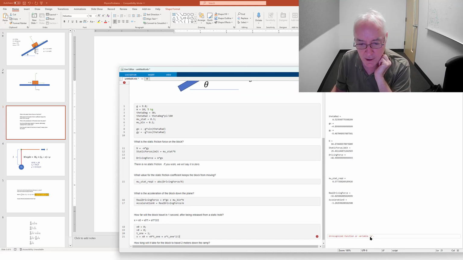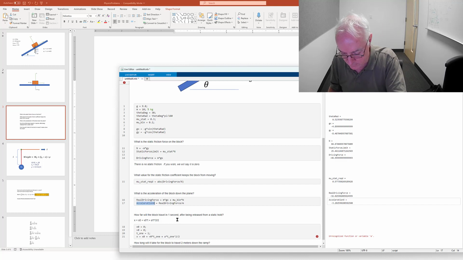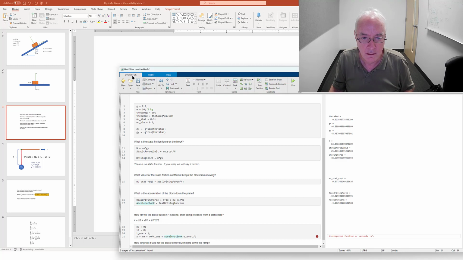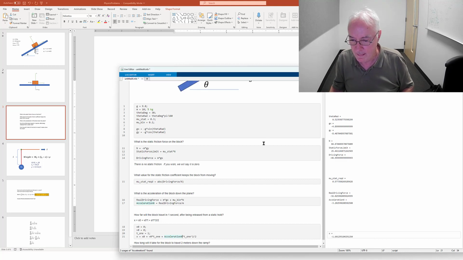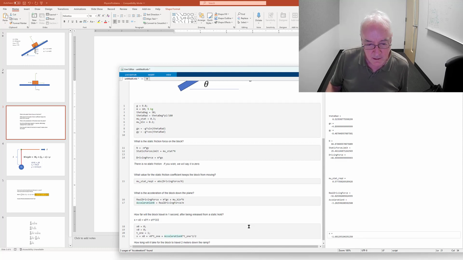Oh, what's this? Oh, it doesn't know what a is. Okay, well, that's because I don't call it a. It's acceleration x. Right, so let's just copy that and replace a. Paste that in like that. All right. Okay, so that's how far we will go in 1 second.